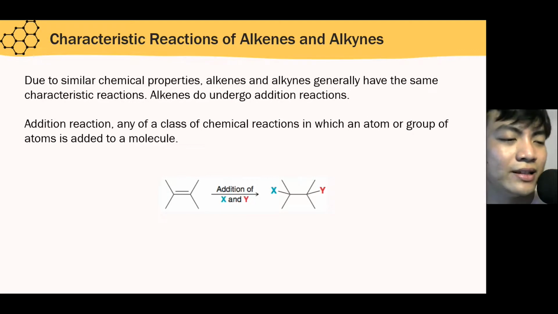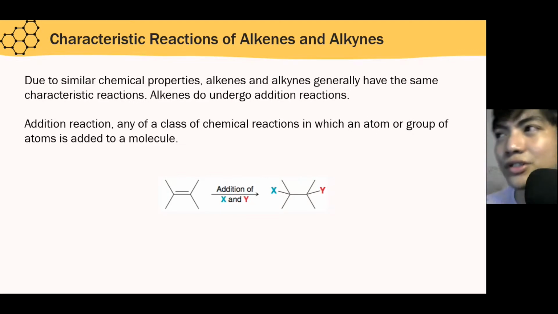Now let's talk about the last part of our discussion, which is focused on the characteristic reactions of alkene and alkyne. Alkene and alkyne work very similarly, kasi para silang may pi bond, and the pi bond has the characteristic reaction. Usually, pi bonds, such as double bonds and triple bonds, undergo what's called an addition reaction.